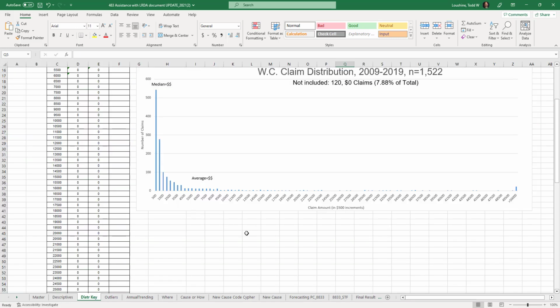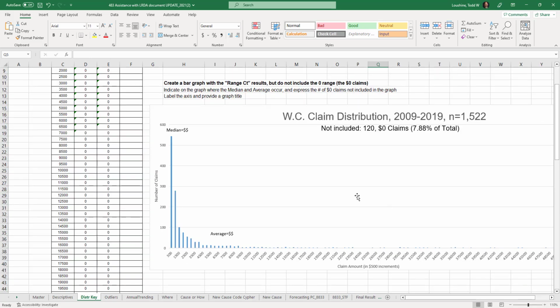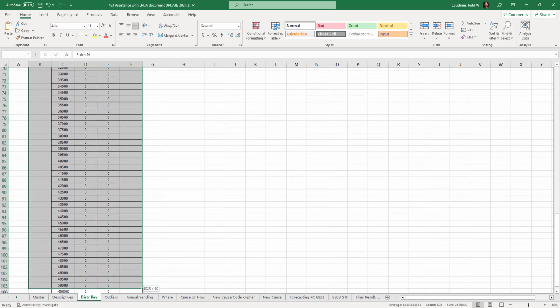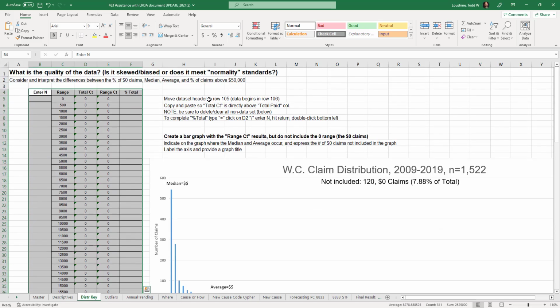The second step is to create the distribution. I'd shown you that, and it's pretty cool looking. All you have to do is follow these steps and copy and paste this table, because I've built in equations and stuff like that. Move the data header down to row 105, right here. Copy and paste so that the total count, which is right here, is directly above total paid. Then it'll work out fine.